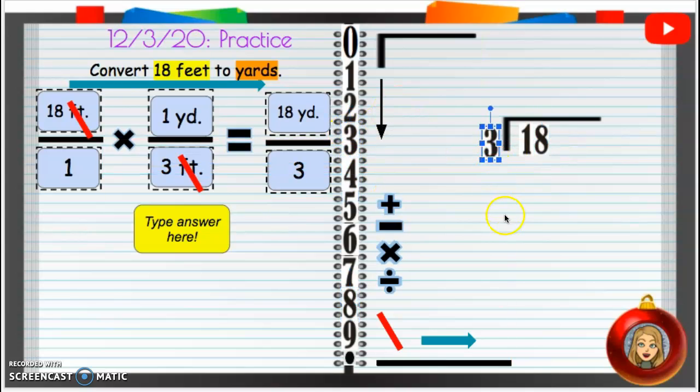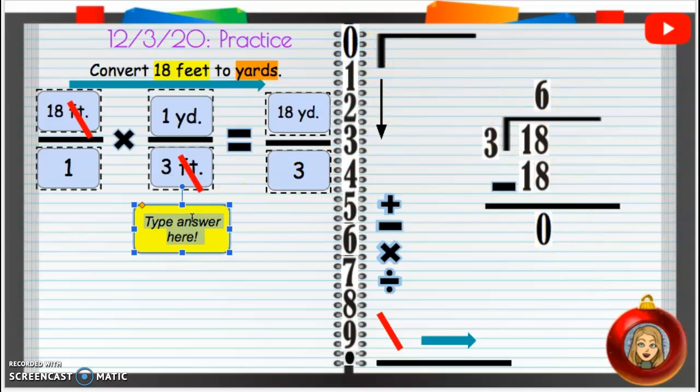equals, well, how many times can 3 go into 18? 6 times. So 3 times 6 is 18. And then when you subtract, you get 0. So there's nothing left to bring down. There's no remainders. So our answer is 6 yards. So 18 divided by 3 equals 6.